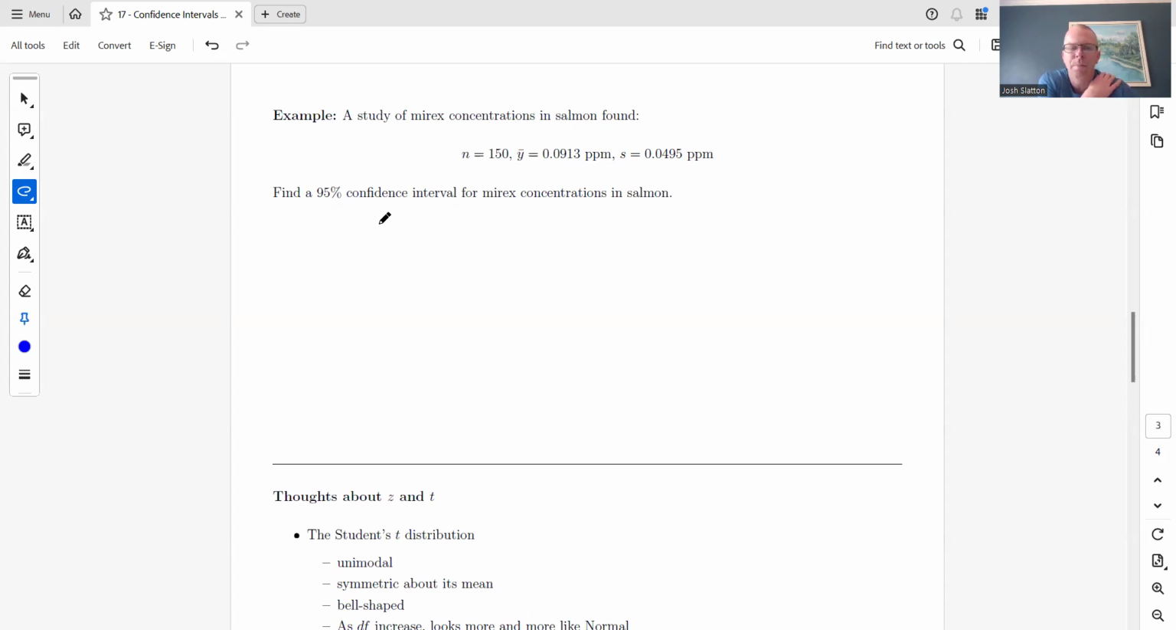So all you need to do on your TI-83/84 calculator is go to stat. Let's go over to test, just like we did with the confidence interval in the last chapter. And then we're going to go down to T interval. And when you get to that, the first line you see says input, and then we have data, and then we have stats. And you want to select stats.